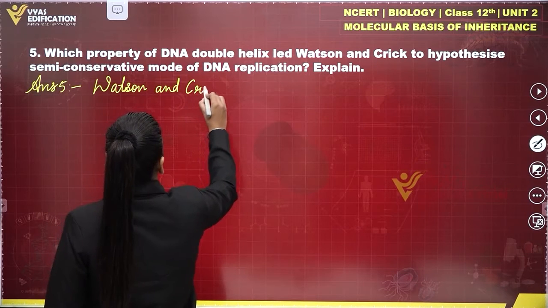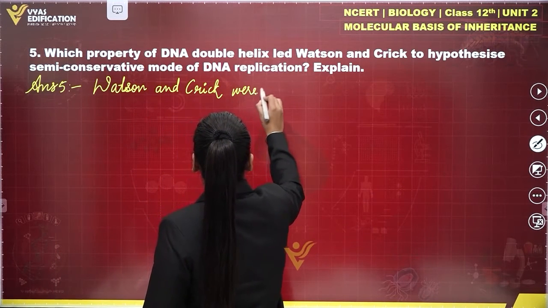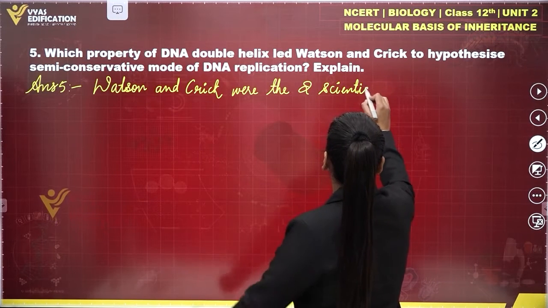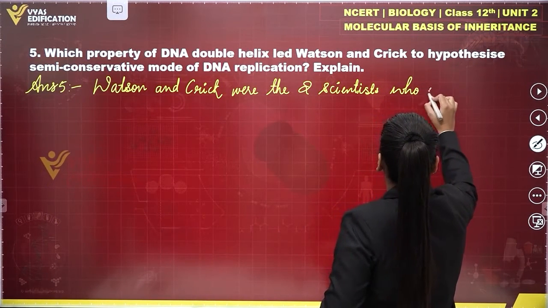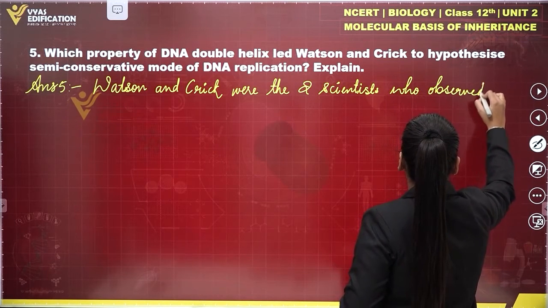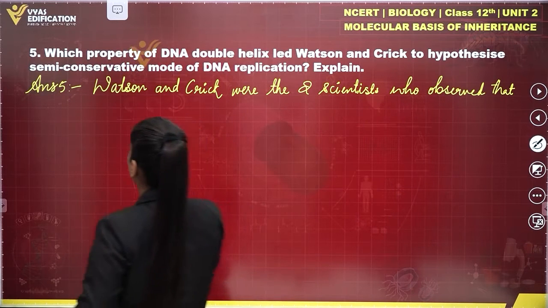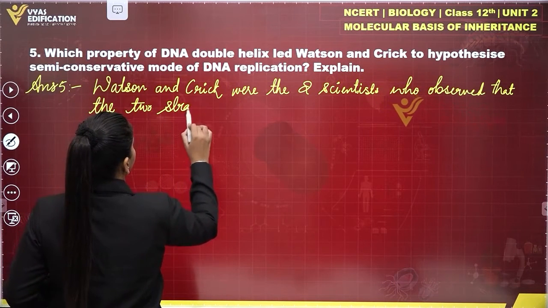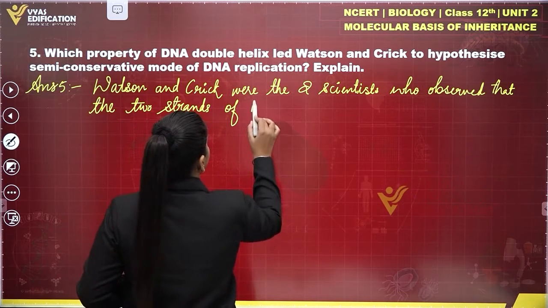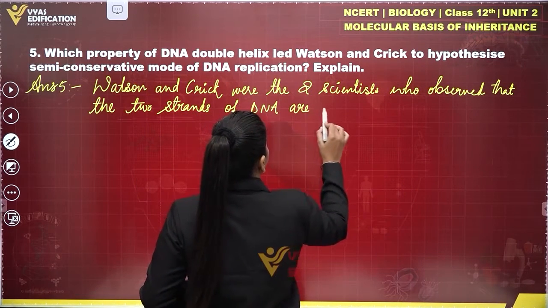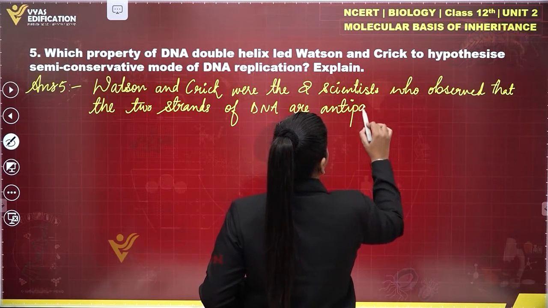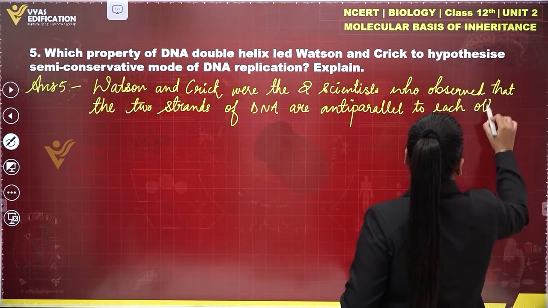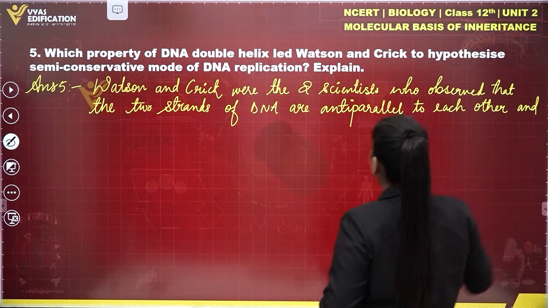that Watson and Crick were the two scientists who observed that the two strands of DNA are anti-parallel to each other and have opposite polarity.